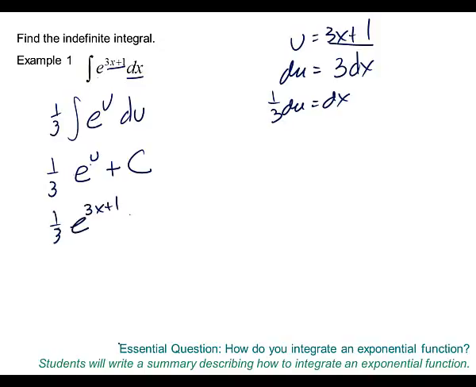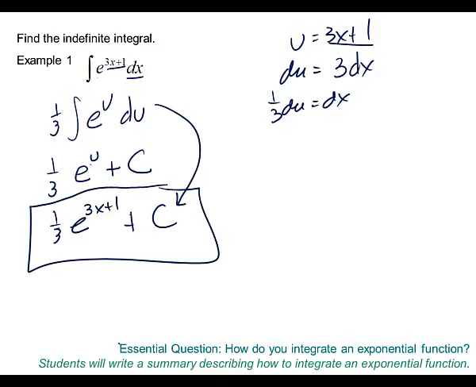3x plus 1. And probably after we take our test on Friday, I will probably start going from here to here. Okay, I'm going to probably skip that intermediate step because we can pretty much see what the u is going to be, unless it's something really complicated.